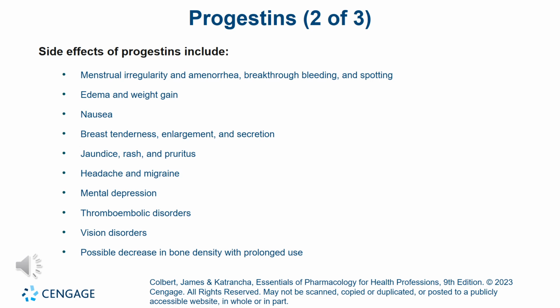There are several side effects of progestins, and they include, to name a few, menstrual irregularity and amenorrhea, breakthrough bleeding and spotting, edema, weight gain, breast tenderness, enlargement and secretion, mental depression, thromboembolic disorders, and possible decrease in bone density with prolonged use. There are several others as listed.